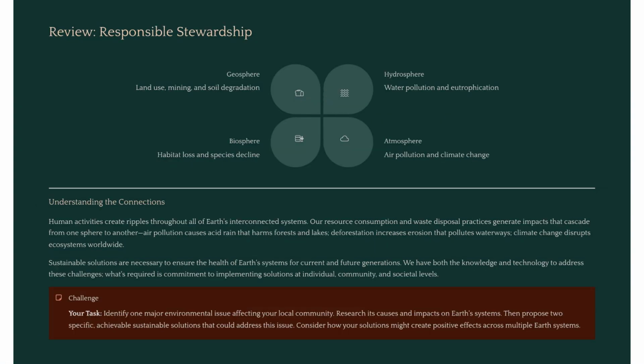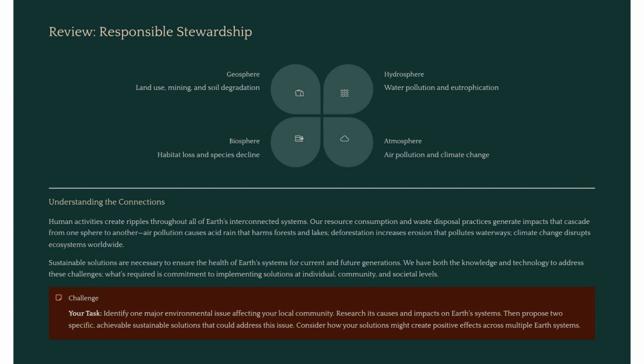We've covered a lot about how human activity impacts all of Earth's systems: the atmosphere, hydrosphere, geosphere, and biosphere. All these impacts boil down to our use of resources and our disposal of waste. The essential message for MS-ESS3-1 is that we must shift from destructive practices to responsible stewardship.